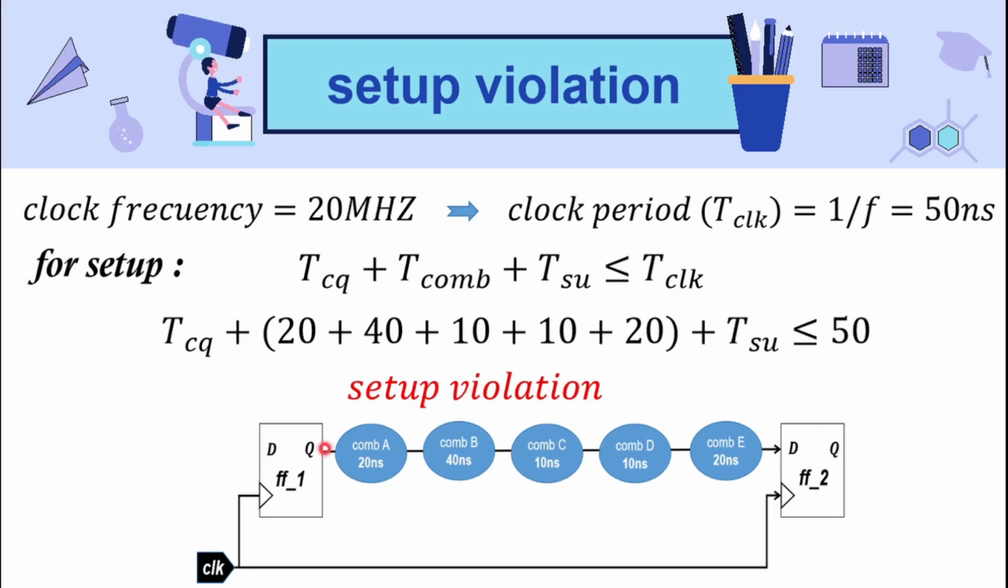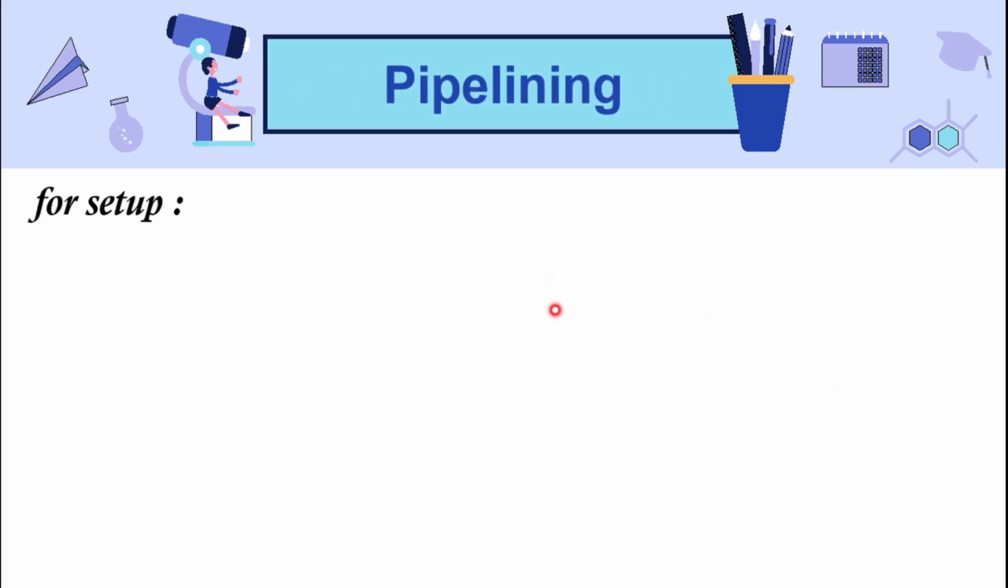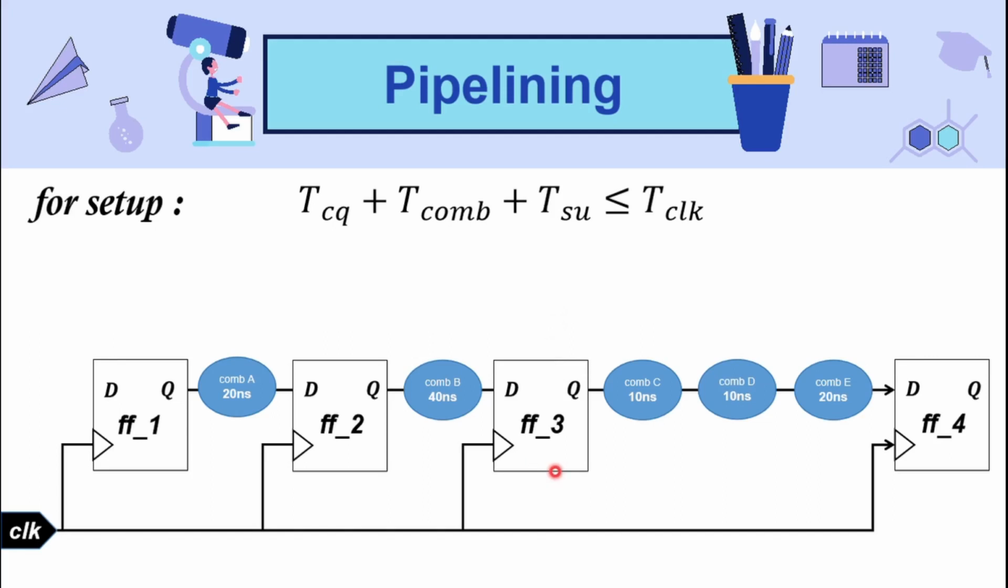To solve this violation and allow the circuit to work at a 20 MHz clock frequency and a 50 nanosecond clock period, we're going to apply pipeline techniques. Pipelining works by adding registers between these paths, breaking up this critical path by adding these flip-flops, and we change this critical path into 3 paths. Let's check if these 3 paths have any violations and can operate at a 20 MHz clock frequency.